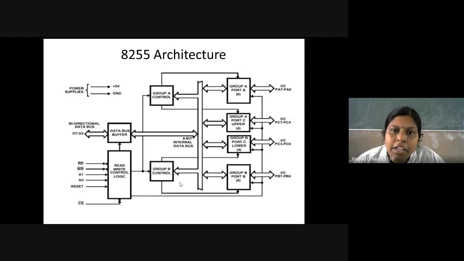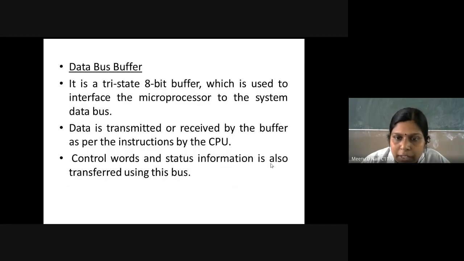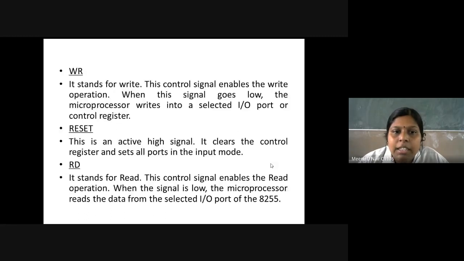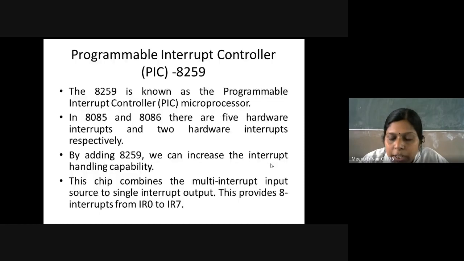The main feature of this architecture is that it has 2 controls. The first one is group A control and the second one is group B control. Group A control is nothing but port A plus port C upper, and group B control is nothing but port B plus port C lower. This is what you have to remember. You should not interchange these: group B is port C lower, and for group A it is port C upper. This is the architecture of 8255. Then we have seen each and every block in detail. That's what we covered for 8255.